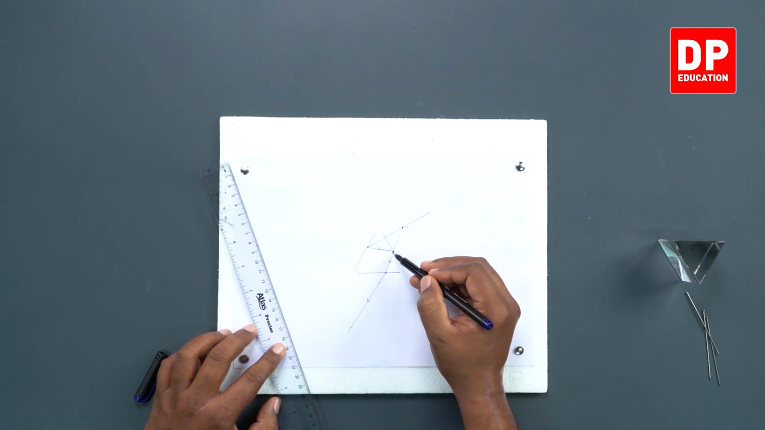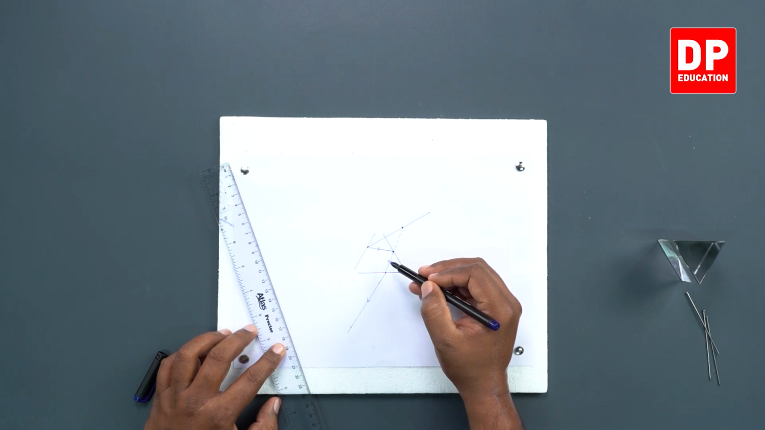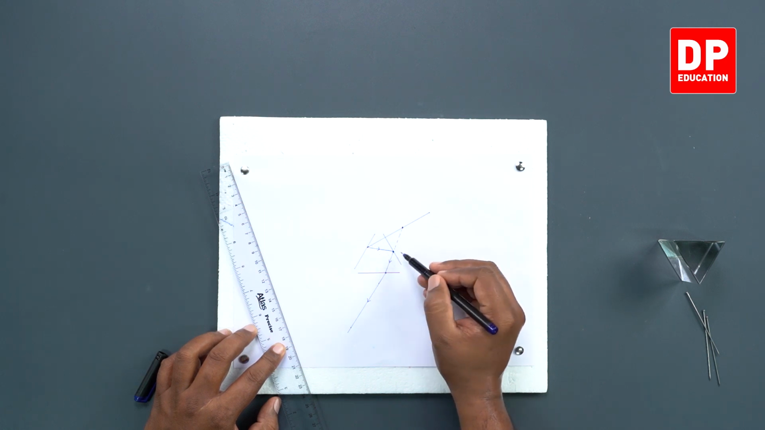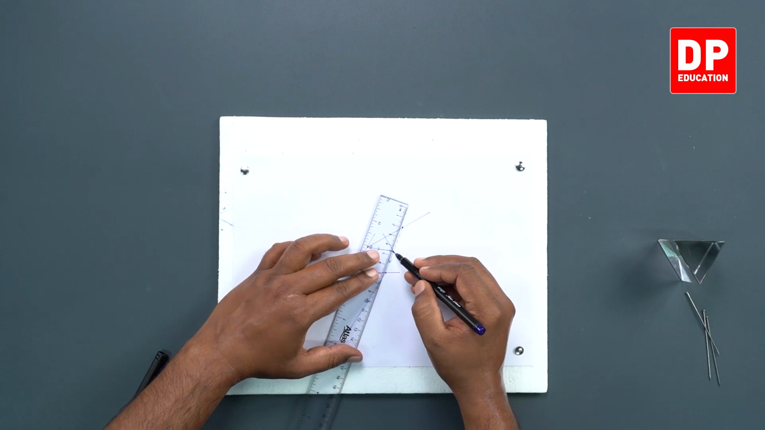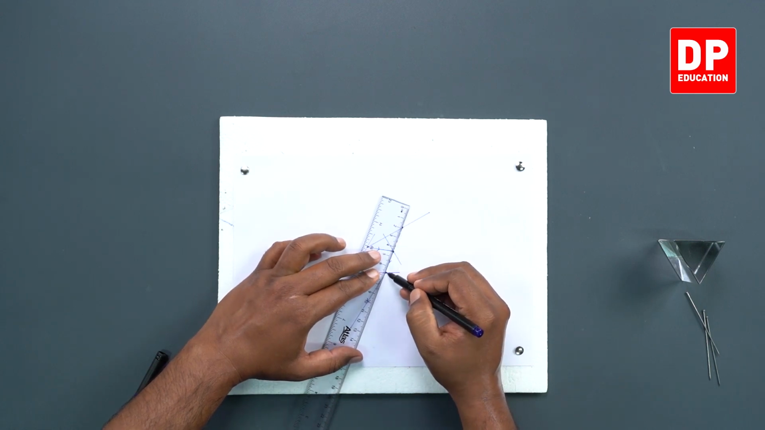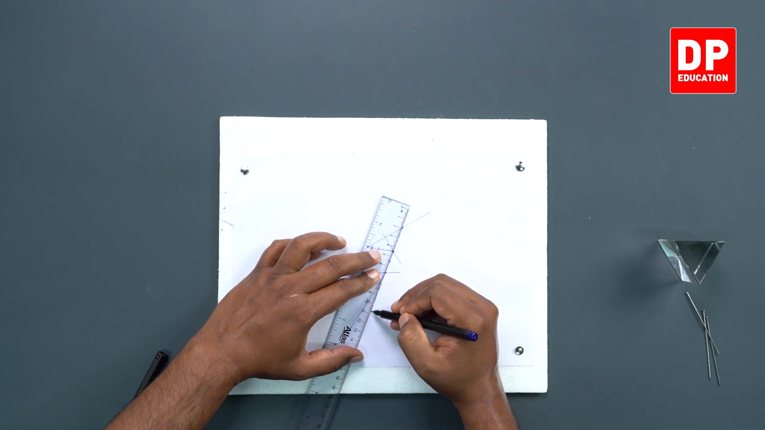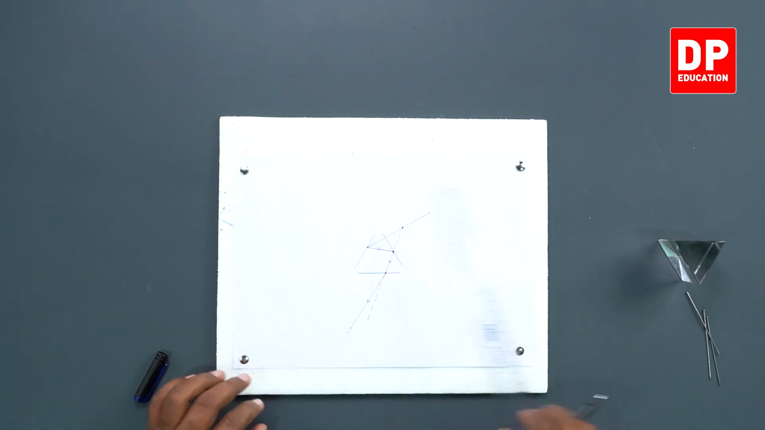Why? The incident angle is equal to the critical angle. At the same time, incident angle and reflection angle are equal. So it has to be twice the critical angle. Let's measure this angle. I extended that line for me to comfortably measure the angle.